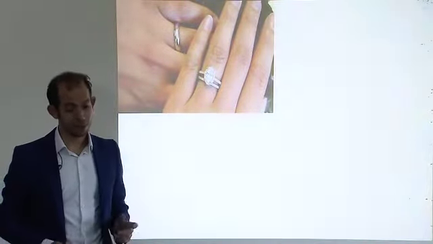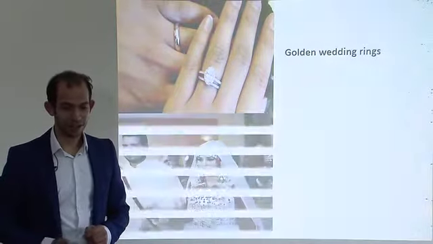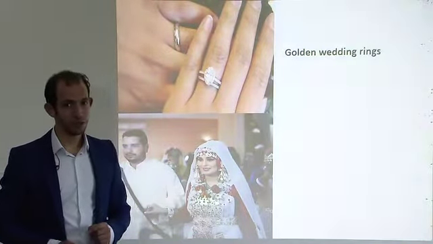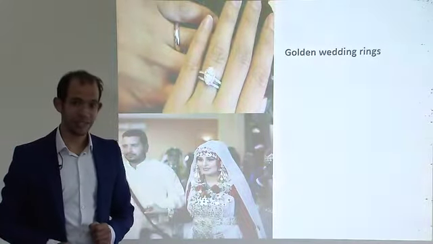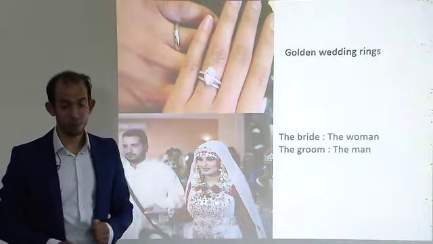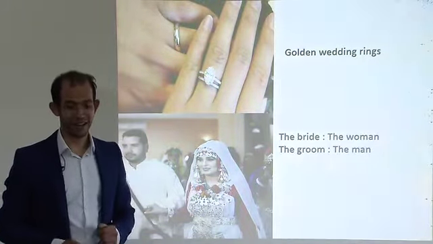What do you see in this photo? What are these two people wearing in their hands? Very good. Those are golden wedding rings. Look again at this photo. What do you see here? These two people, what are they called? A man and a woman getting married, but they have different names. The bride is the woman and the groom is the man.